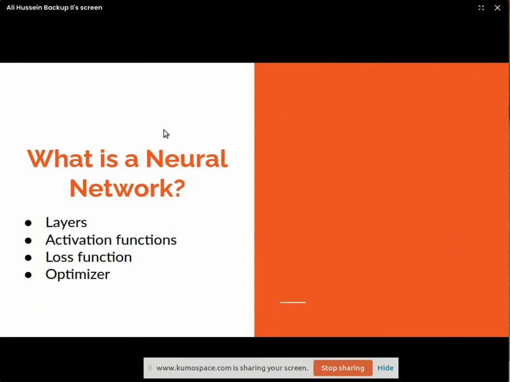And neural networks have different components. These components, for the more technically inclined, can be split into layers, activation functions, loss functions, and optimizer. But basically, layers and activation functions are like the body of the neural network itself. Loss function is a measure that shows us how good or bad the neural network is in terms of predicting the right result.